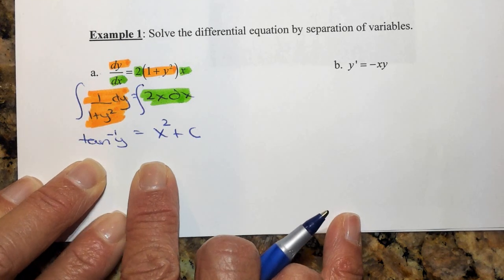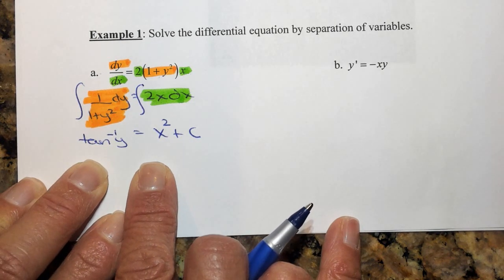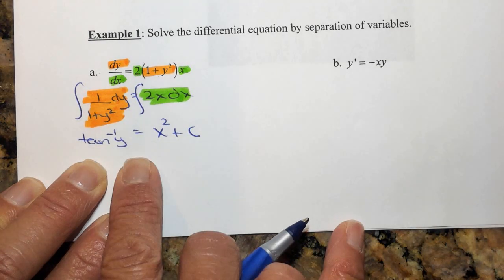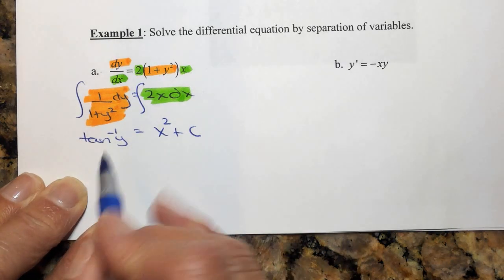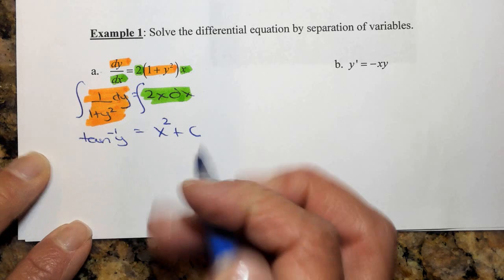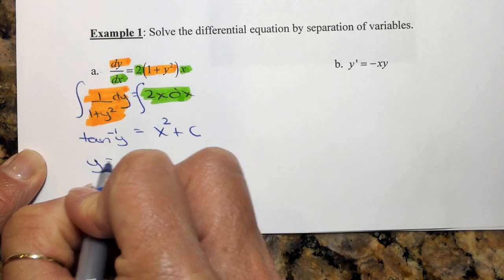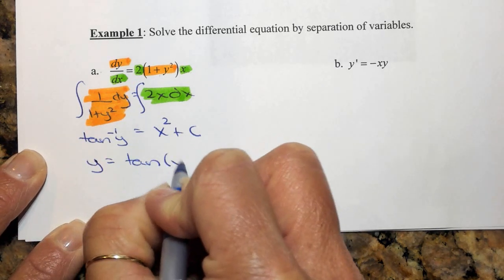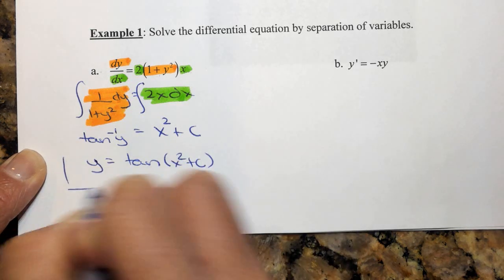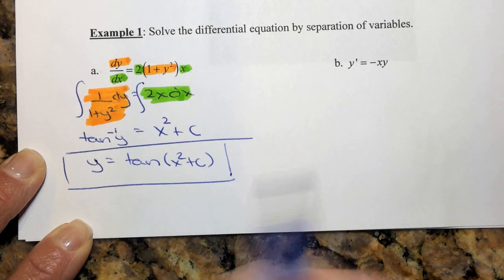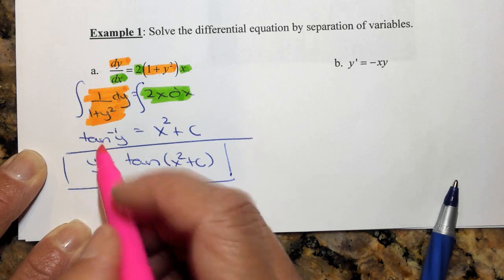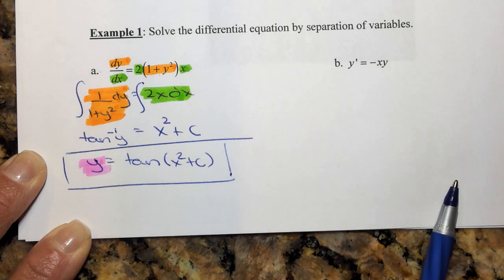Now, if we want to solve explicitly for y, which is what I want you to do and find a general solution, I want this in y equals form, we're going to multiply both sides by the tangent. So we are left with y is equal to the tangent of the quantity of x squared plus c, and that's your answer. It is solved explicitly for y, which is what step 3 states.